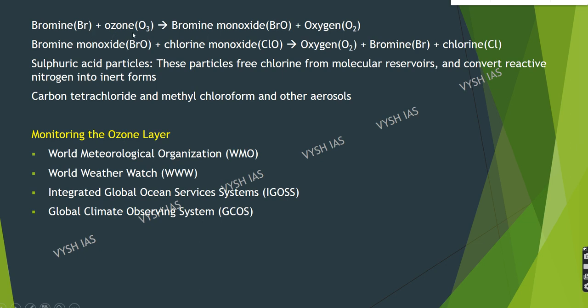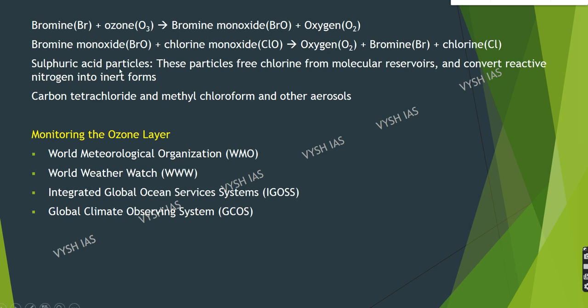Bromine combines with ozone, forming bromine monoxide and oxygen. The bromine monoxide further reacts with chlorine monoxide to give oxygen and free atoms of bromine and chlorine. These free atoms, chlorine and bromine, can further react with ozone.